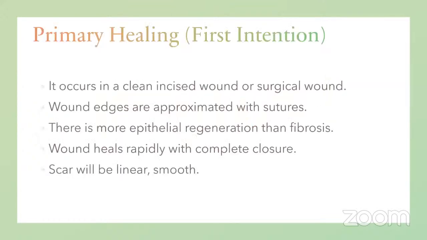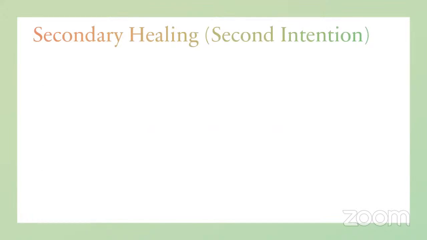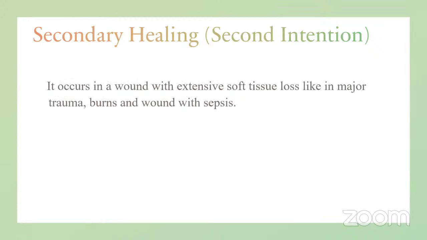Complete closure of the area will also happen. So secondary healing is exactly opposite to first intention healing. Here, if the tissue loss is so much and the tissues cannot be brought together, definitely this area will heal by fibrosis, and that's secondary healing. It occurs in wounds with extensive soft tissue loss like major trauma, burn, or wounds with sepsis. So it heals very slowly with maximum fibrosis.